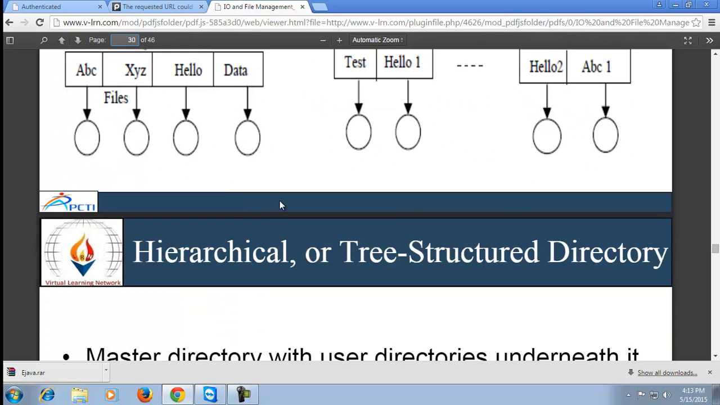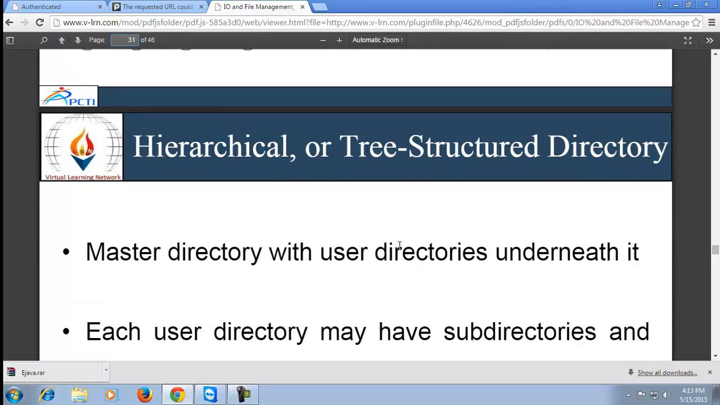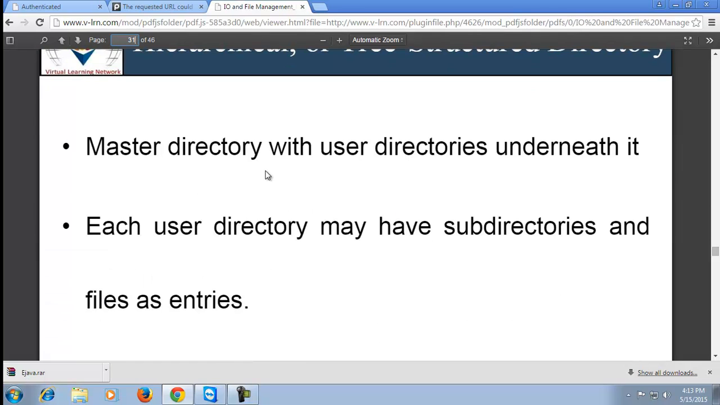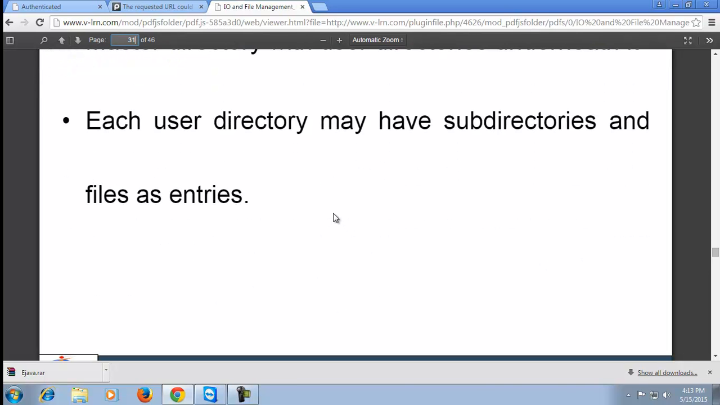Now the next is the hierarchical or tree structure directory in which we have the master directory with the user directory. Underneath it each user directory may have subdirectories and files as entries, as we discussed in the previous slide, in which there are a number of levels in the master file directory, and it is referencing the sub user directory and that will reference the user files.